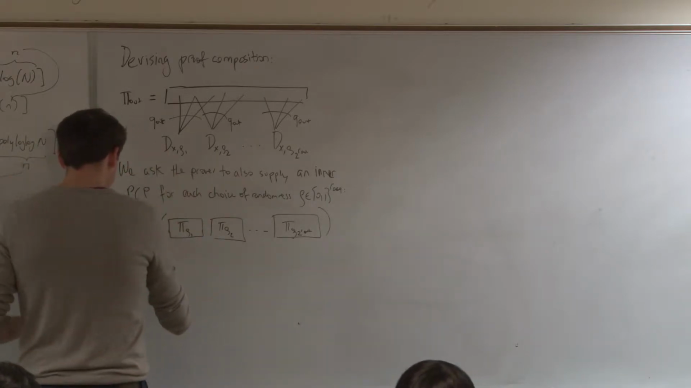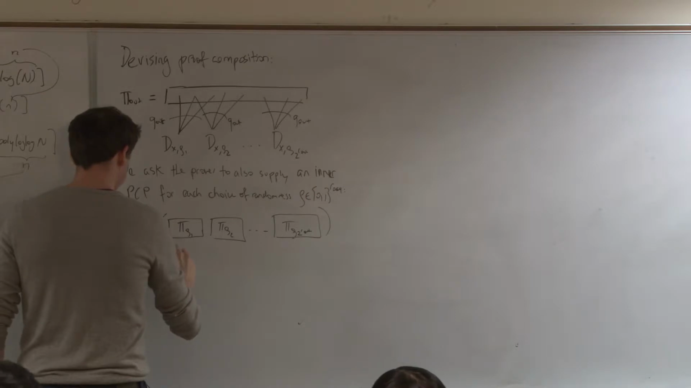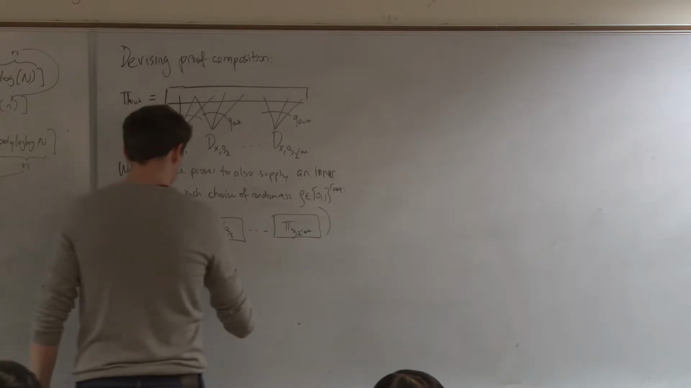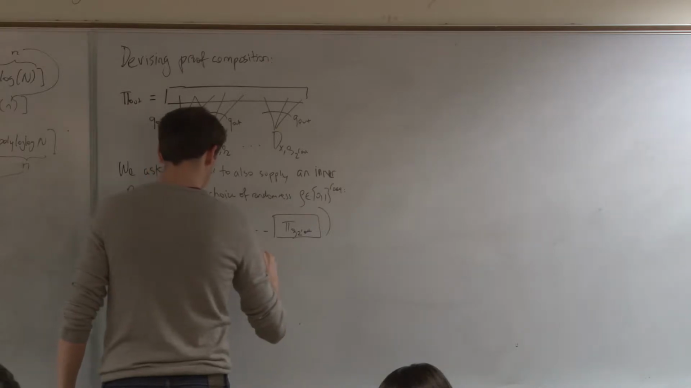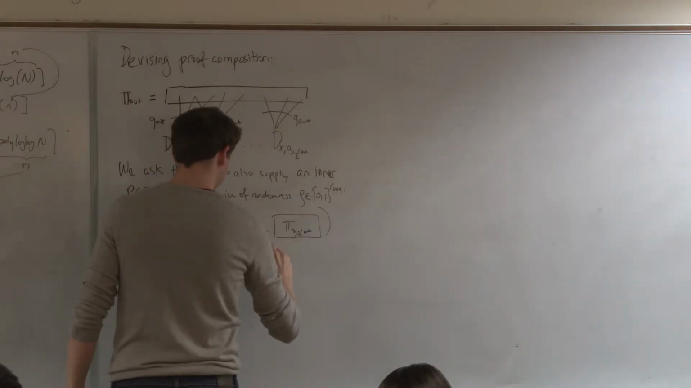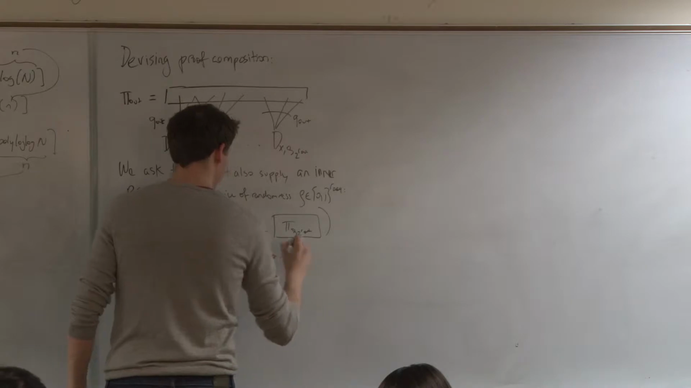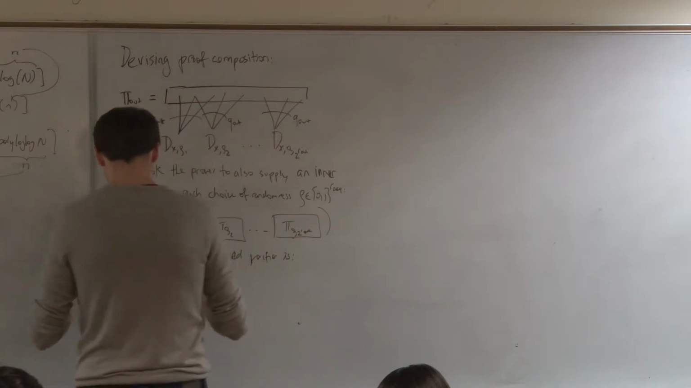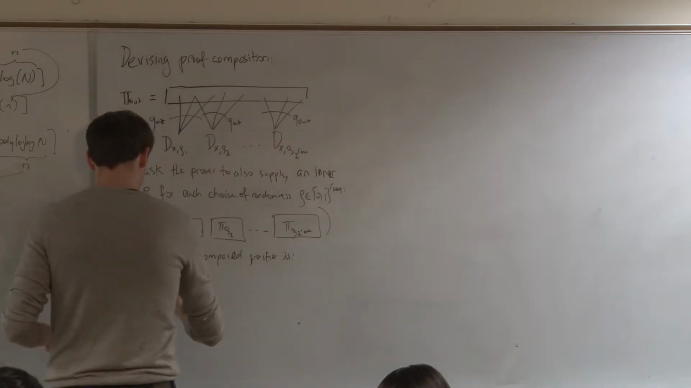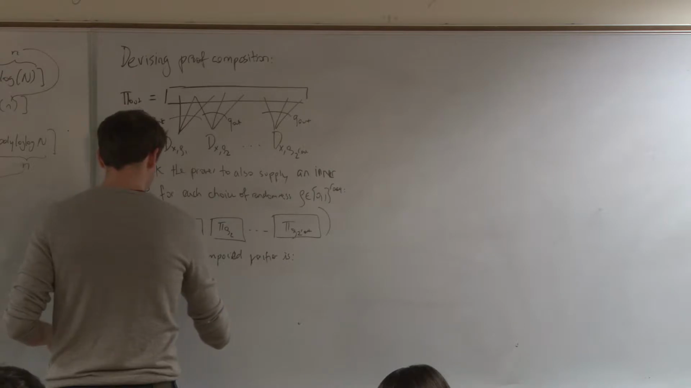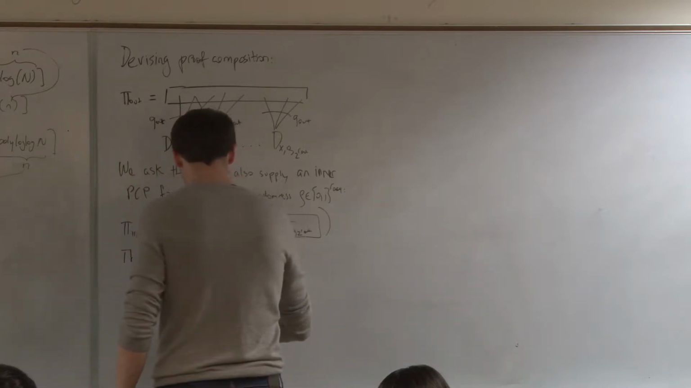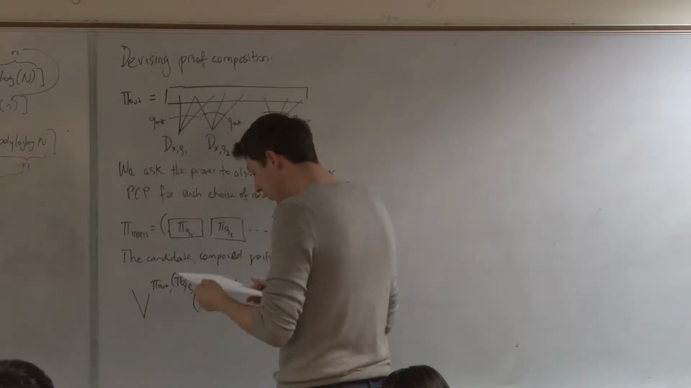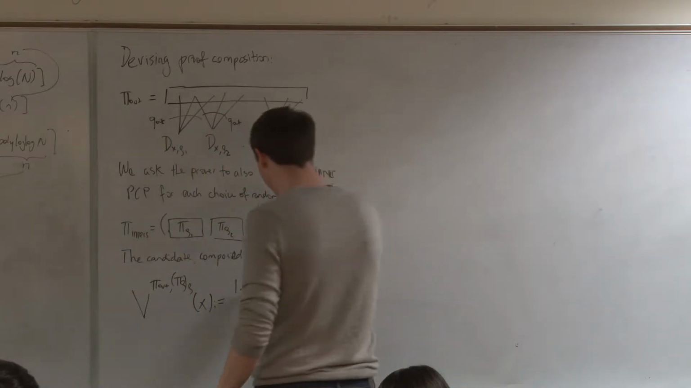Now, the candidate composed verifier, let's write it down so we can analyze it, is the following. We have V, which takes pi out and all the pi rows, X. And what will it do? Well, first it will say, okay, let me pick a random check.